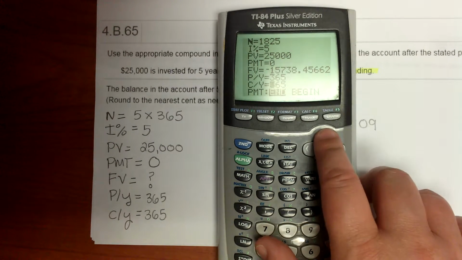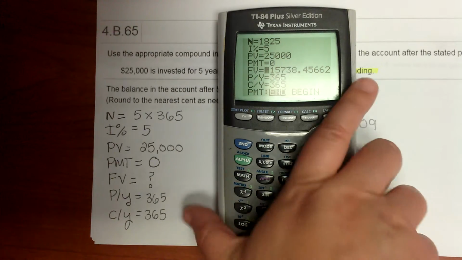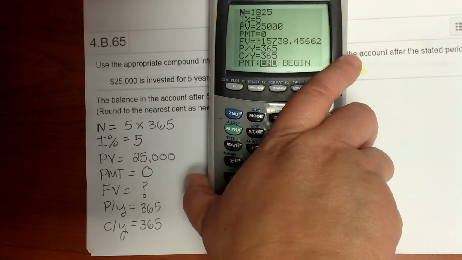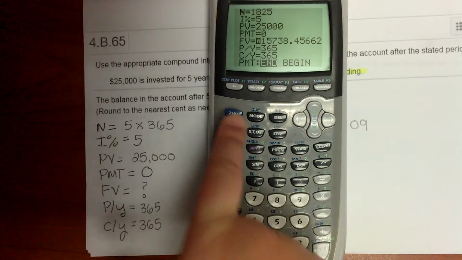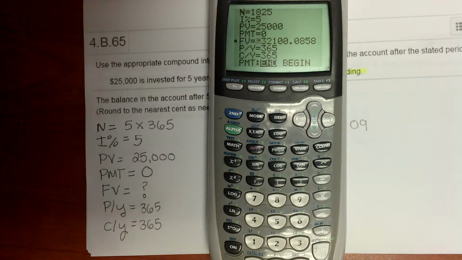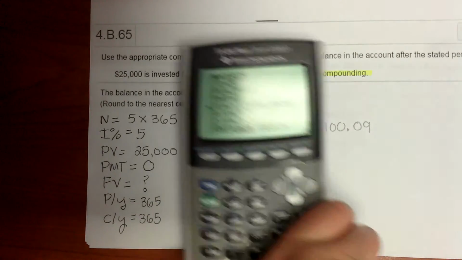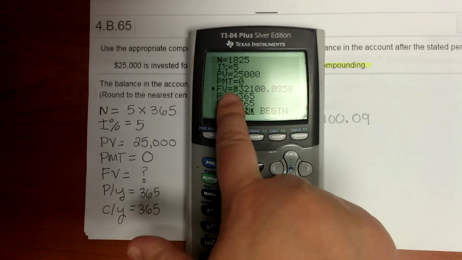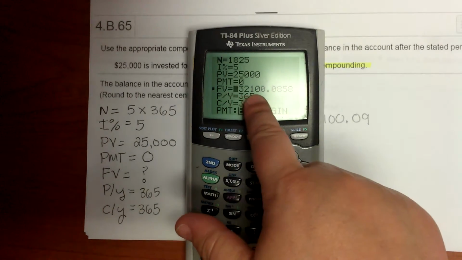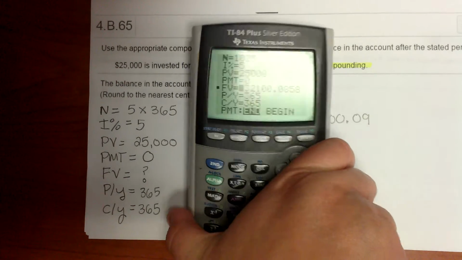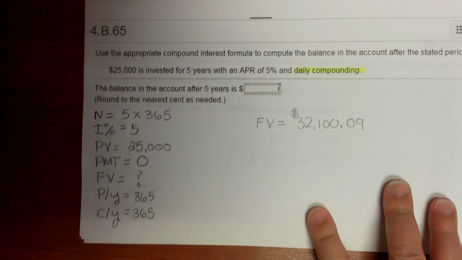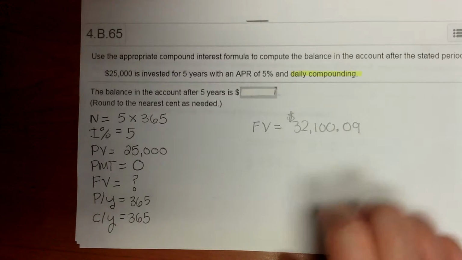Now, if I'm looking for my future value, I come up to future value. And I hit alpha, enter for solve. So after 5 years compounding daily, I'm going to have $32,100.09 if I round to two places for dollars and cents.